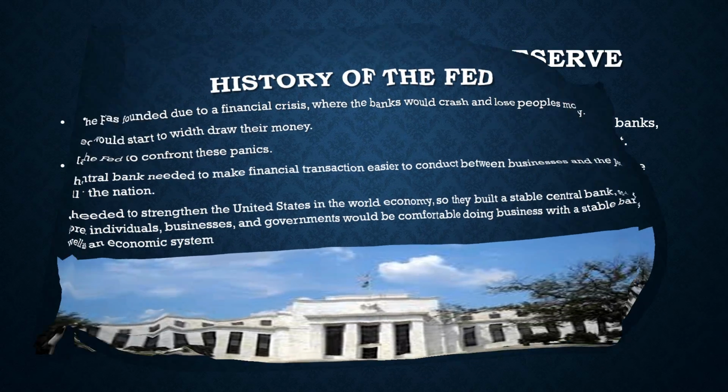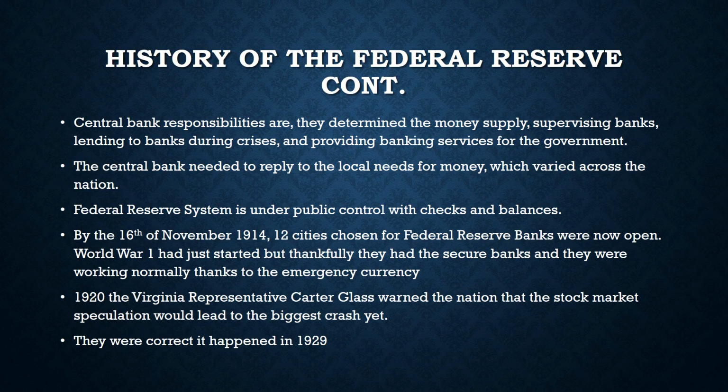History of the Federal Reserve. The central bank had many responsibilities. They determined the money supply, supervised banks, lent to the banks during crises, and provided banking services for the government. Another big part of the central bank was they needed to rely on the local needs for money, which varied across the nation. The Federal Reserve System was a central bank under public control with checks and balances.